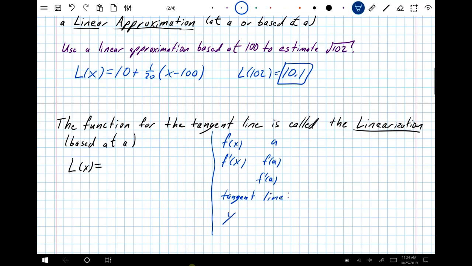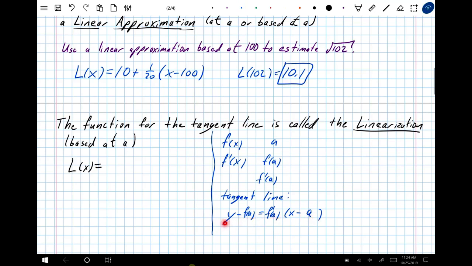Well, my point slope form says it's y minus stuff equals that slope times x minus my x value. So what's my x value? Well, it's just a. What's my y value at a? Well, it's just f of a, whatever that value is. And then I need a derivative, and that derivative is just f prime of a. So don't be confused. A is a constant, and so this is a constant, this is a constant, and this is a constant.